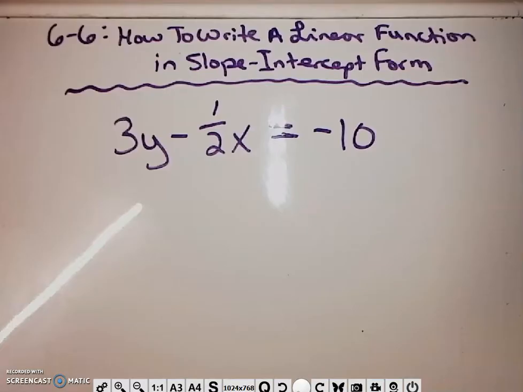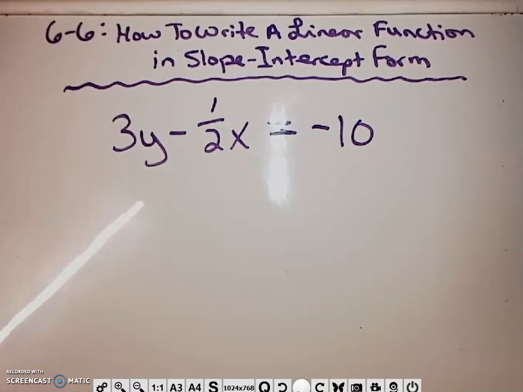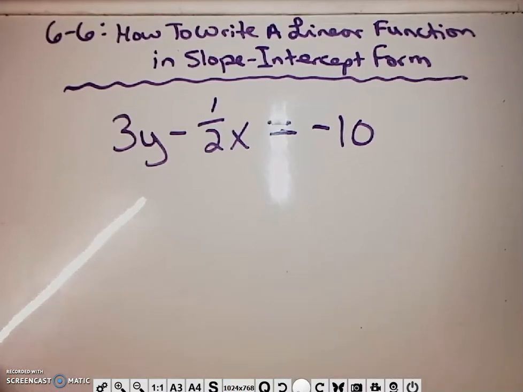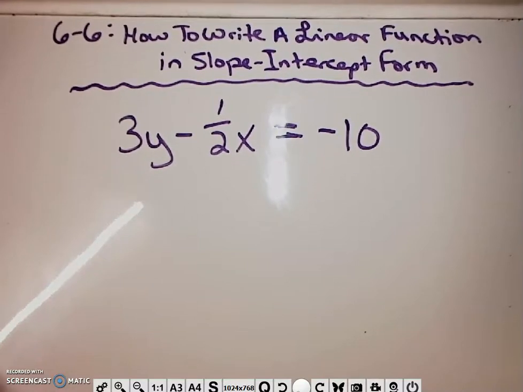My next example is number 6 on page 167 at the bottom. It says 3y minus 1/2 x equals negative 10. The first thing I want you to do is put this into slope-intercept form. To do that, I need to write this as y equals mx plus b. That is slope-intercept form. You guys have to have that memorized. To write this in slope-intercept form, I need to get y by itself.